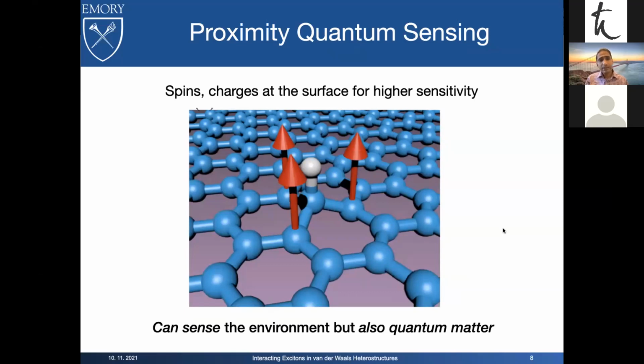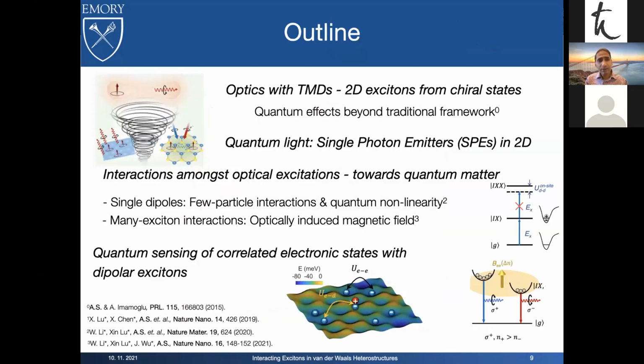And a slightly separate theme, although perhaps connected, is that because this is a two-dimensional material, if you have trapped spins or charges on the surface, you can use that as quantum sensors and get very high sensitivity. Not only can you sense the environment with this, but you can also perhaps sense a quantum matter which is sitting next to this in another 2D structure. So in an all 2D platform, you can do quantum sensing.